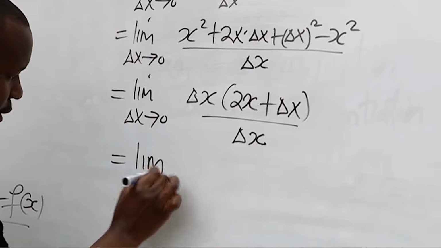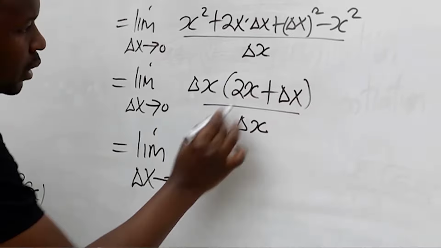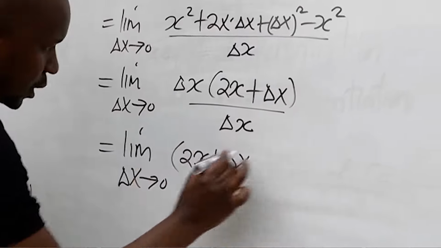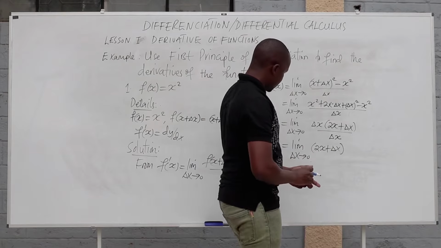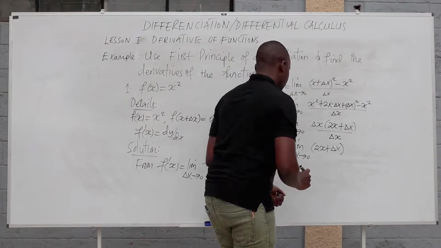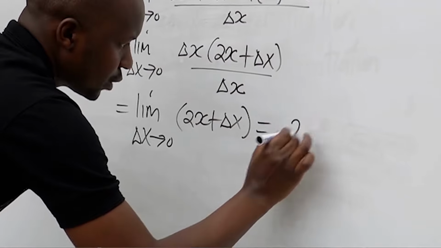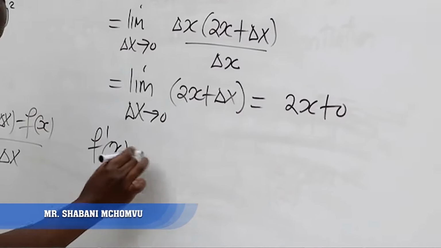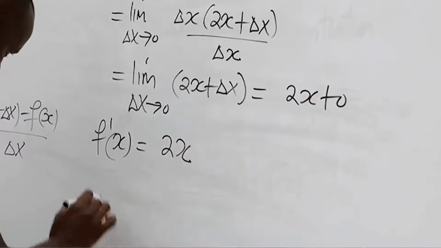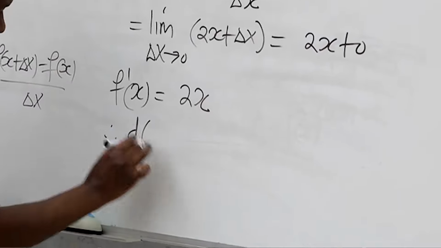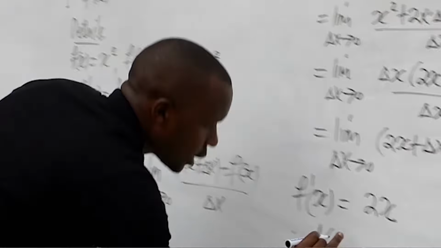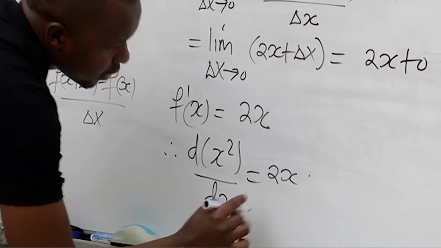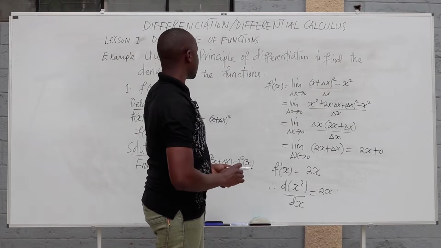So we'll remain with the limit as change in x approaches 0 of 2x plus change in x, because this and this cancel out. And now from here, we can apply the limit directly, where for change in x we just put 0. So it becomes 2x plus 0. So whereby now f prime of x becomes 2x. So we can say the derivative of the function x squared with respect to the independent variable x is equal to 2x. And this now becomes the derivative of the function.